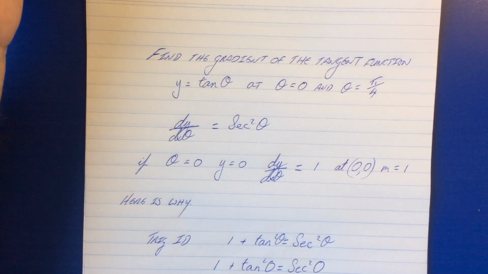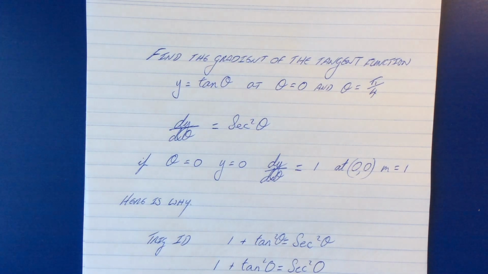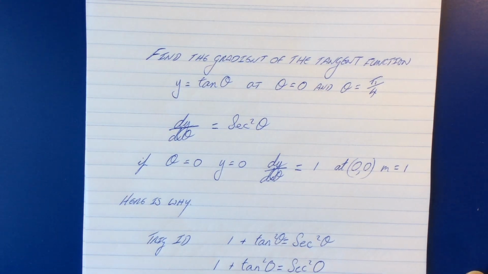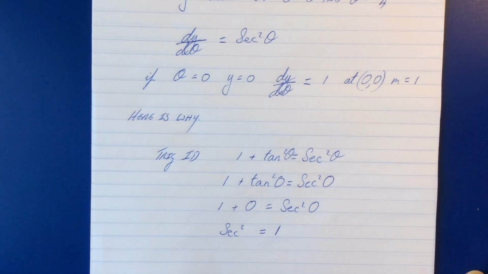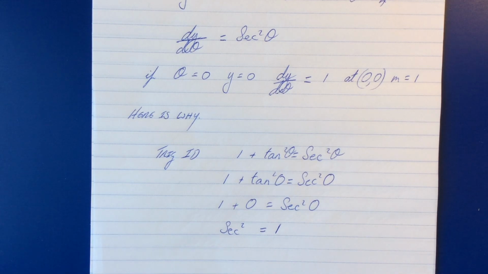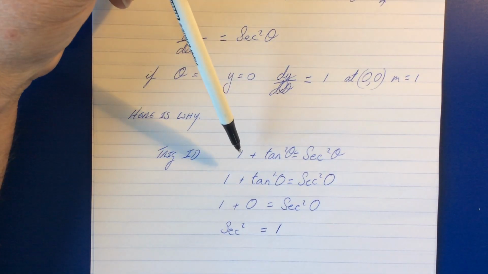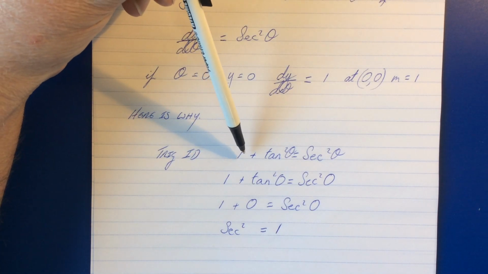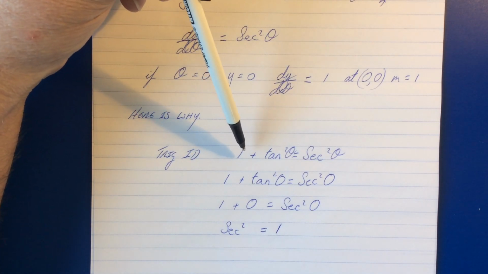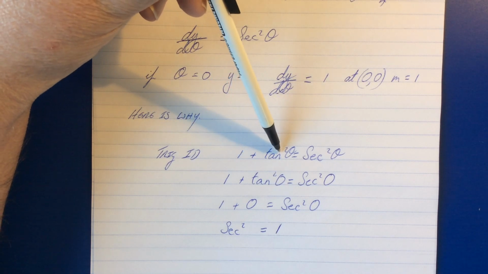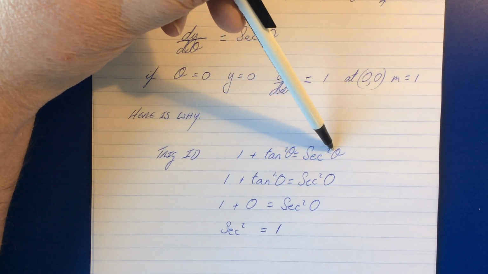And that's not how this one works. This is how it works. It works using a trig identity. We know from one of the many trig identities out there that 1 plus tan squared theta is equal to sec squared theta.